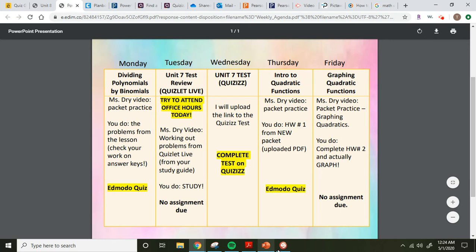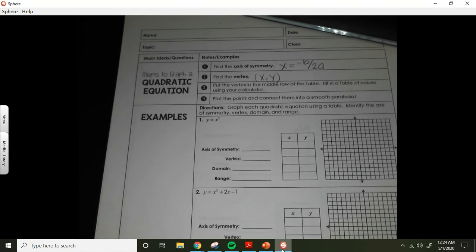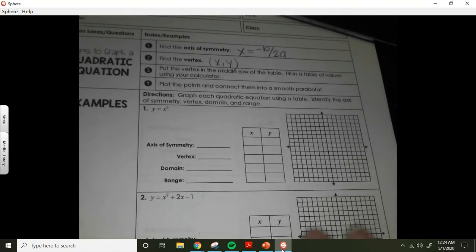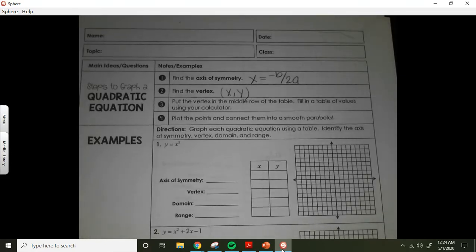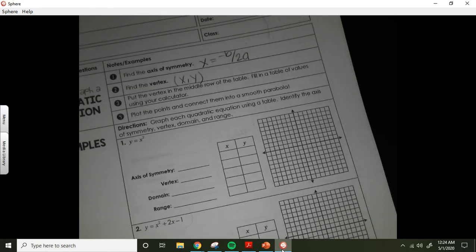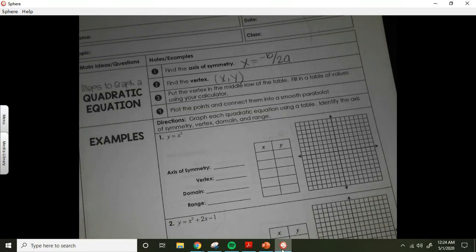Okay, so let's get into what we're doing today, which will be the next lesson in your new packet, called Steps to Graph a Quadratic Equation. So first thing you need to do is find the axis of symmetry, and luckily you know how to do that already, which is negative b over 2a.